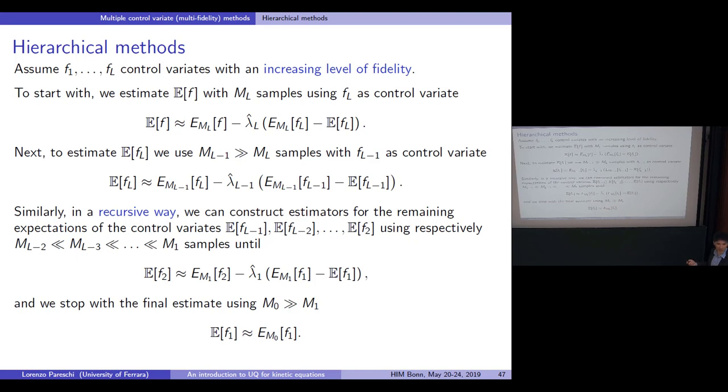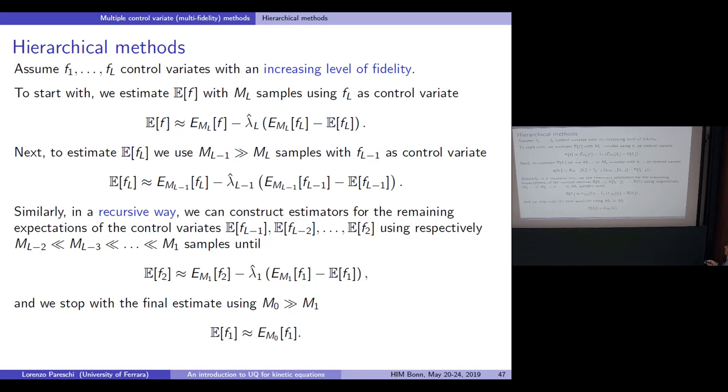Okay, so in this way, by construction, we have this hierarchy of control variates and this hierarchy of samples which are essentially ordered in this way all along. So here you may ask yourself, why are you using a hat over this lambda here? You will understand this in the next slide, okay?